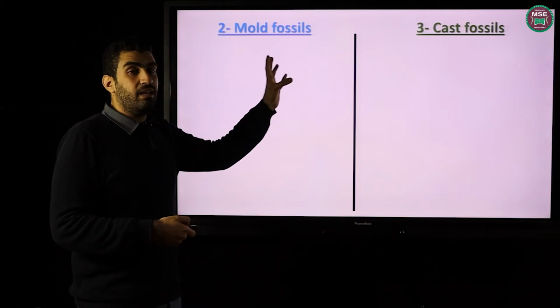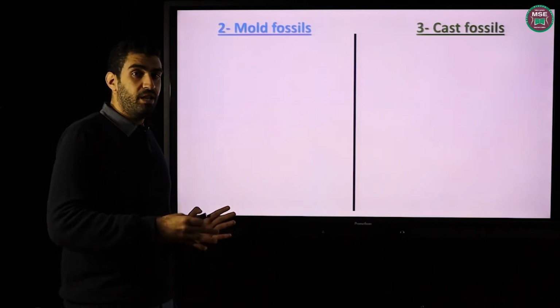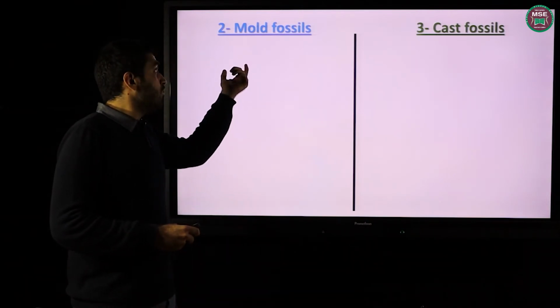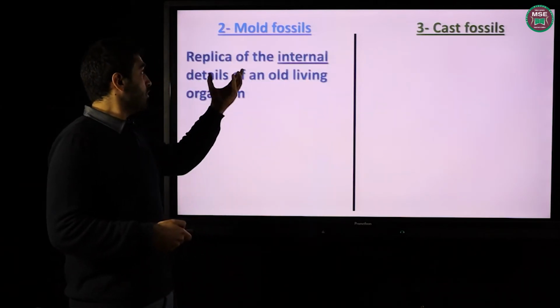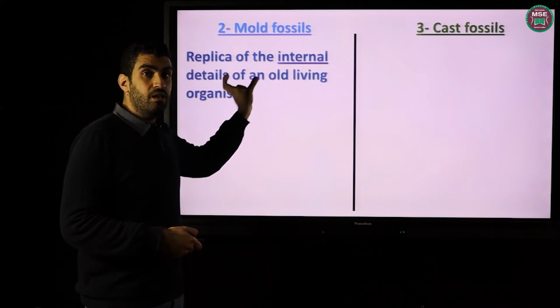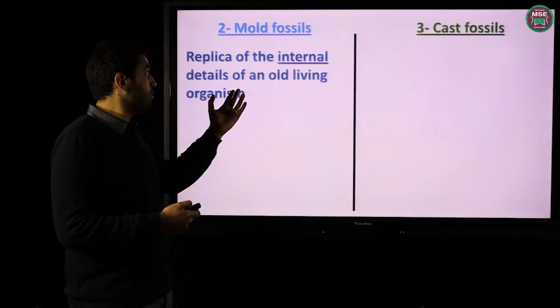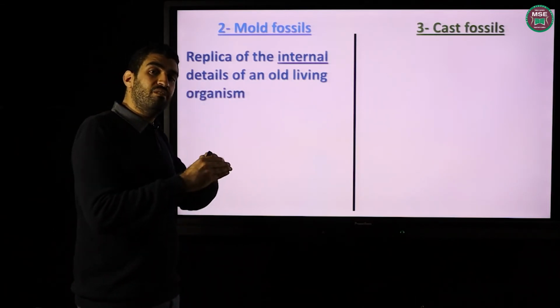Mold fossils and cast fossils. So we finished the first type, which is complete body fossil. Now we will talk about mold fossils and cast fossils. What is the difference? Mold fossils, replica of the internal details of an old living organism. Again, mold fossil, replica of the internal details of an old living organism.